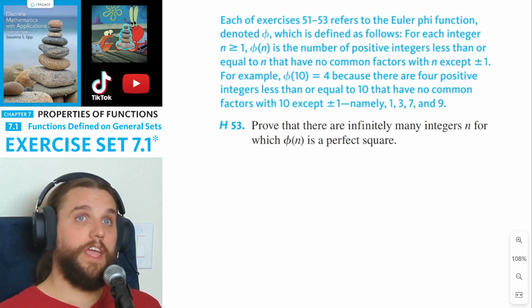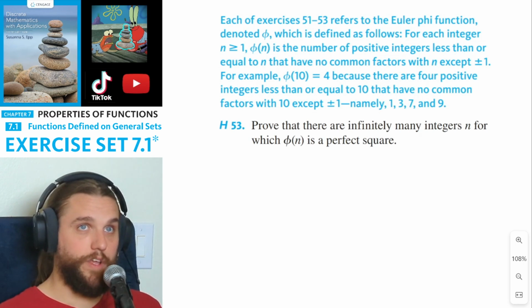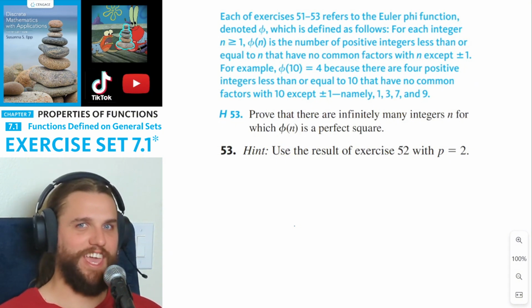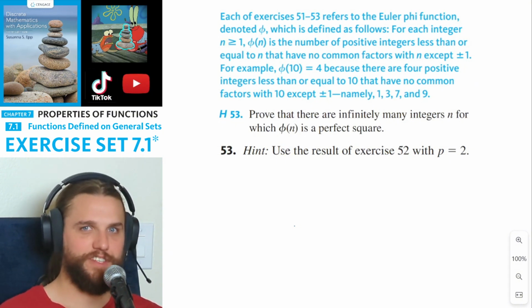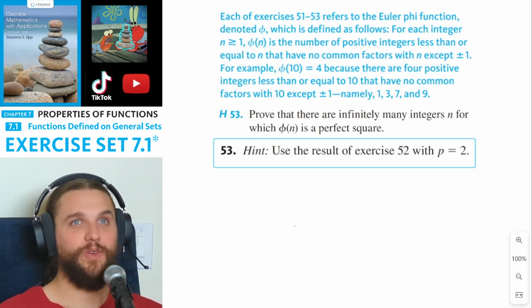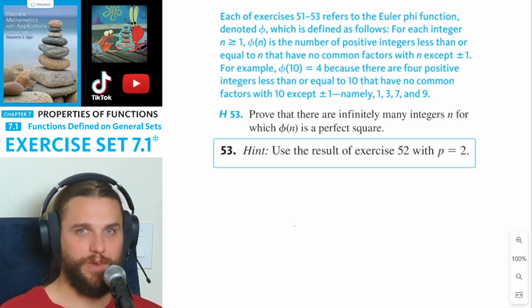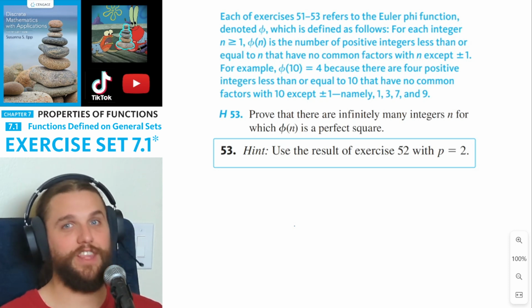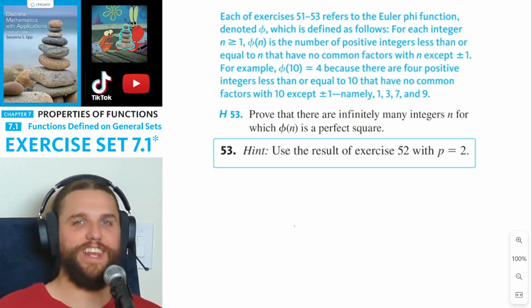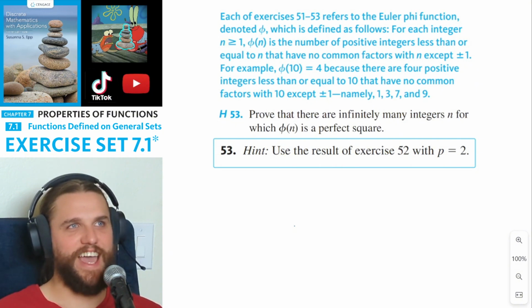Prove that there are infinitely many integers n for which phi of n is a perfect square. Now, this is one of those instances where I think you actually have to look in the solutions section of the textbook because it says this hint right here: use the result of exercise 52 with p equals 2. So they're not actually giving you the solution, they're giving you a hint, and I think you really need this hint. Without this hint, I don't see how you can really answer this question.